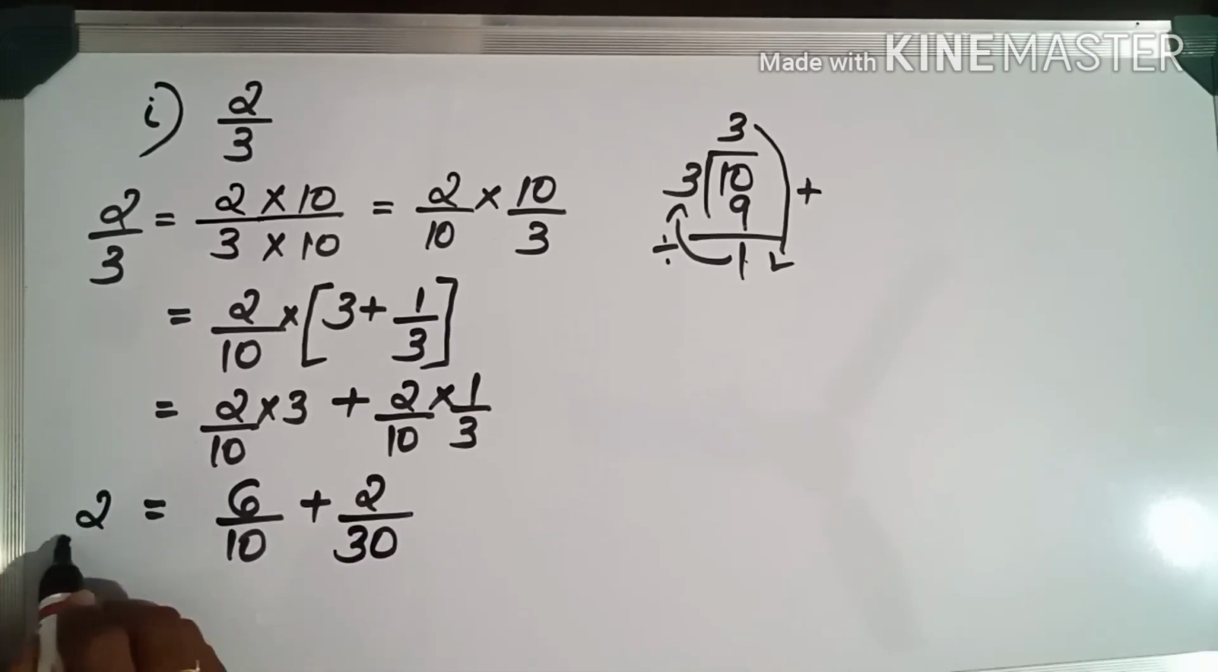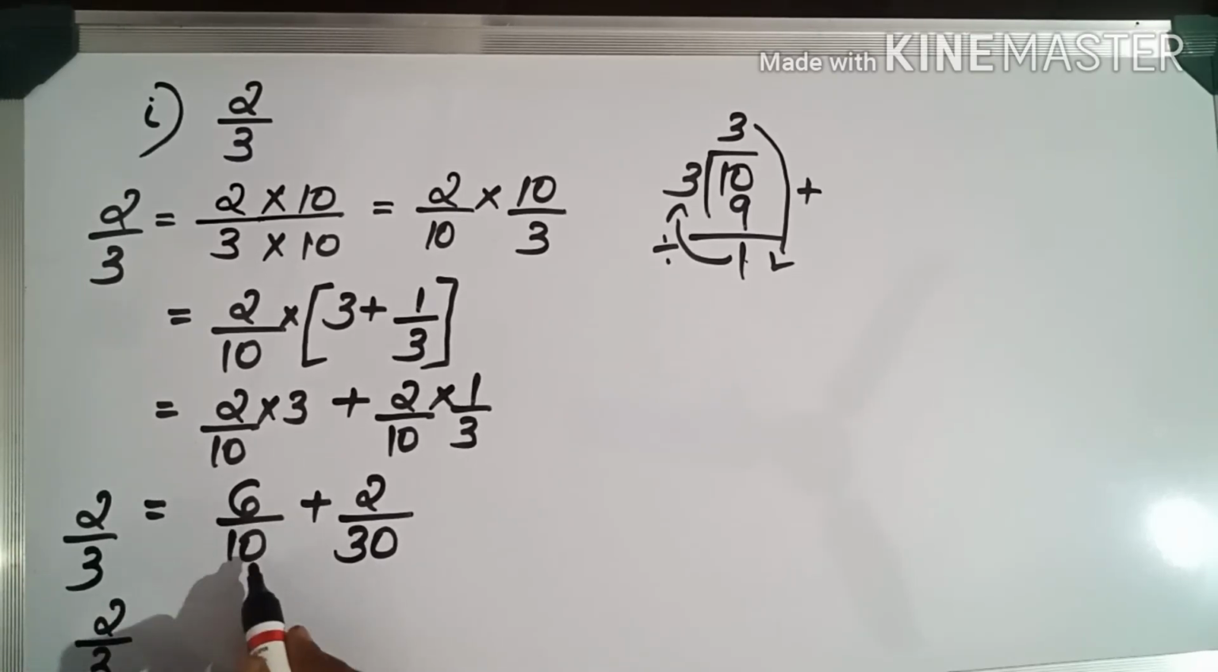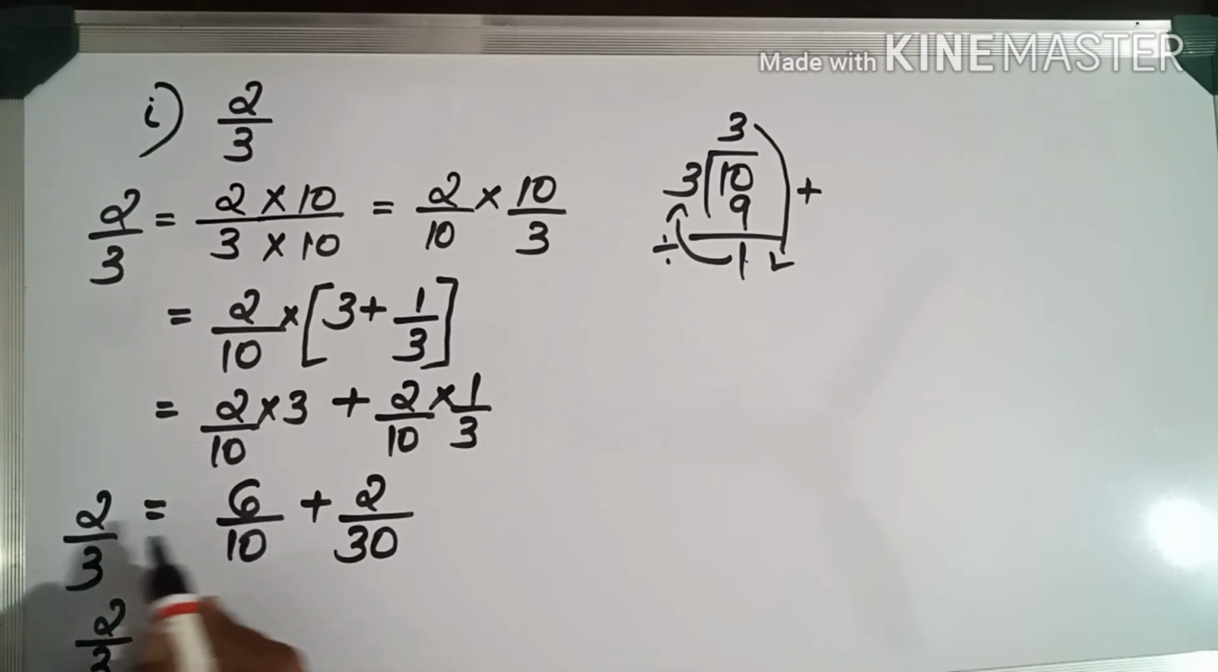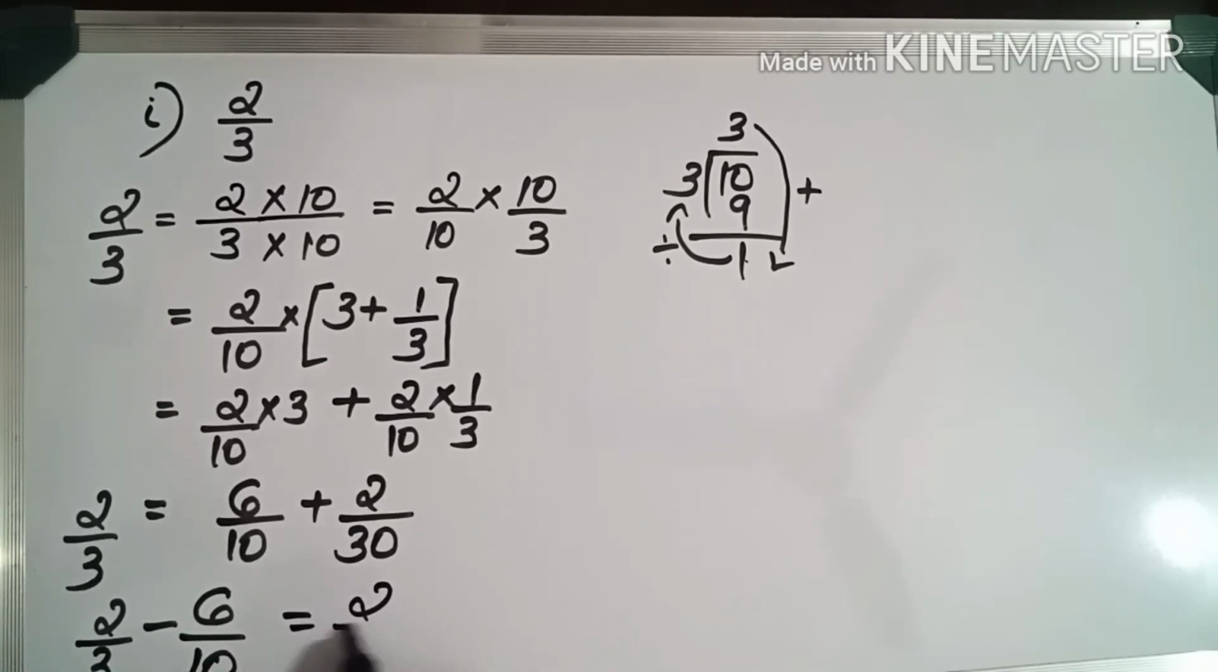Here it is 2 by 3. Now in the next step, 2 by 3, take the 6 by 10 to this side. That is minus 6 by 10 equal to 2 by 30. Up to this let's stop.